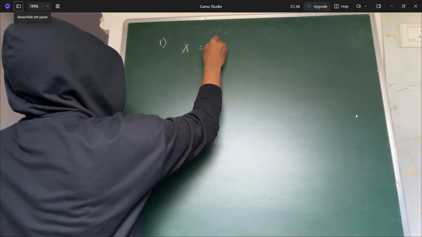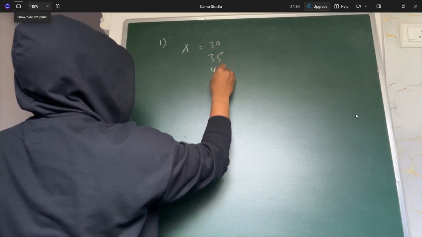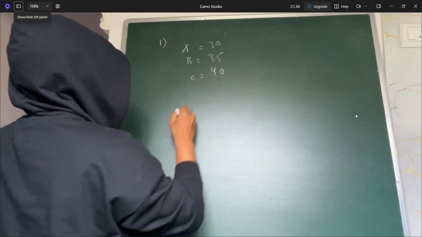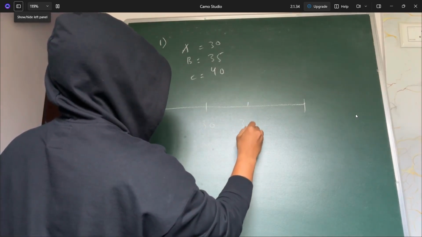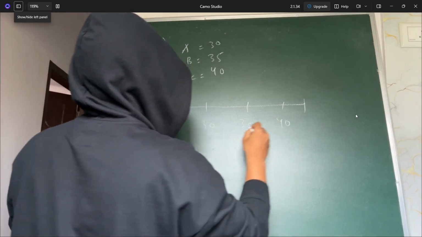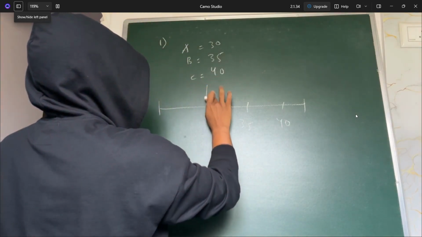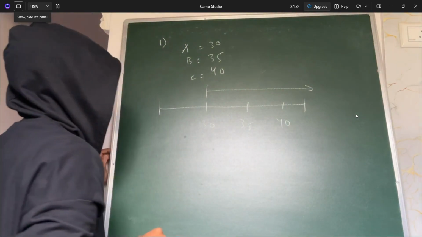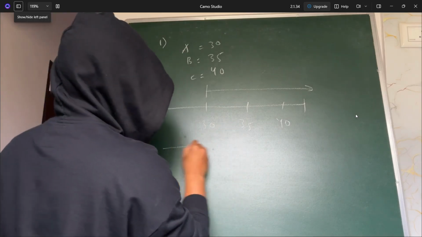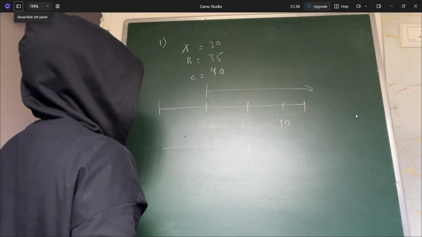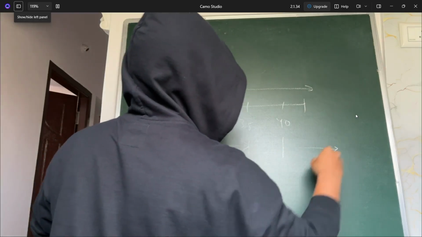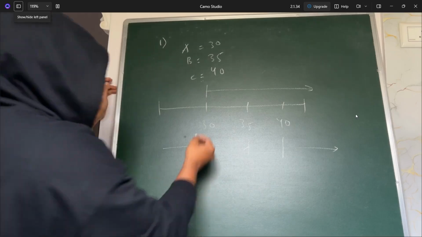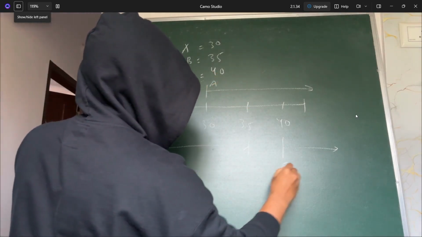Second example: 30, 35, 40. So again, if you plot a number line, let's say this is 30, this is 35, and this is 40. Alice is saying the temperature has to be at least 30. Bob is saying at most it has to be 35, not more than that. But Charlie is saying at least 40. So this is A, this is B, and this is C.